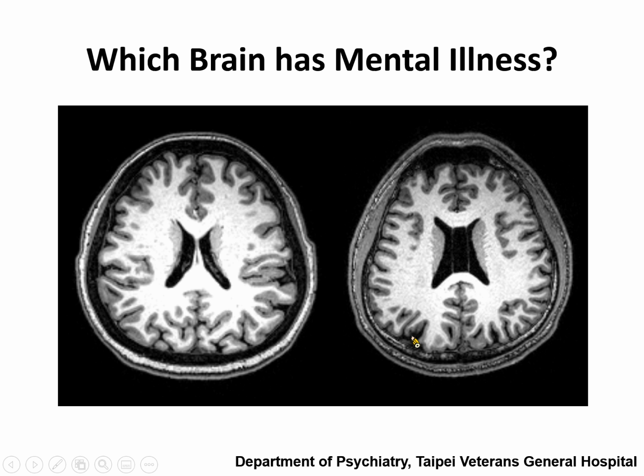So these two brain scans are from two younger people, around 30 years old. Just try to make an educated guess about which brain has the mental illness. Maybe take 5 seconds.